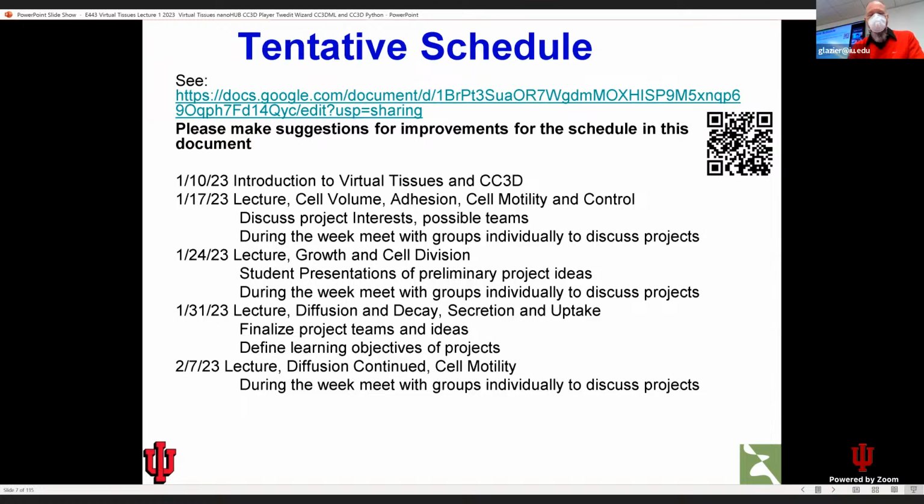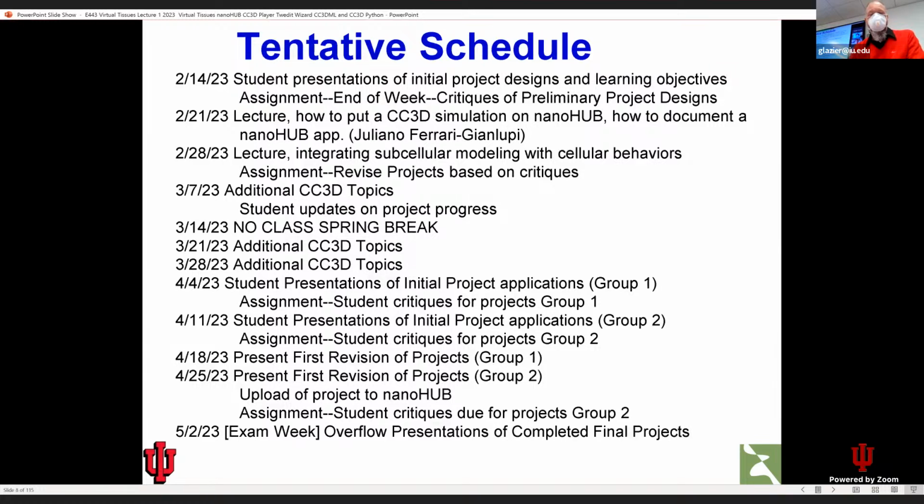So we'll start out by how to make cells grow, divide, move. Then we'll talk about chemical fields, how to make them work, how to have them interact with cells. Giuliano will talk about how to put things up on nanoHUB. That'll be on the 21st, because that's a day I know I'm out of town. And then I've got some weeks listed as additional topics, because that will depend on people's interests.